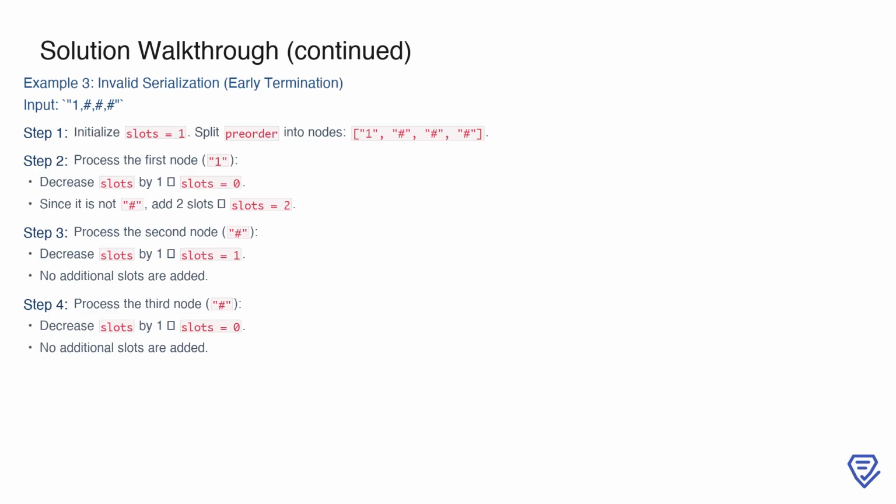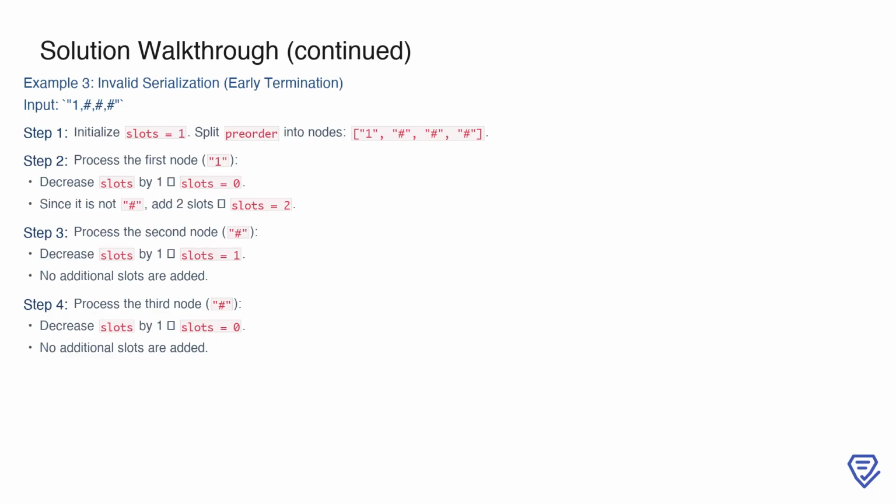After initializing slots to 1 and splitting the input into nodes, we get the array 1, #, #, #. The first node, 1, consumes 1 slot, reducing the count to 0. Since it's a valid node, it adds 2 additional slots, bringing the total to 2. The second node, #, then consumes 1 slot, leaving 1. As a null marker, it does not add any new slots.